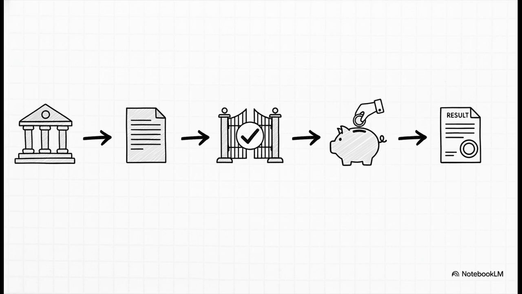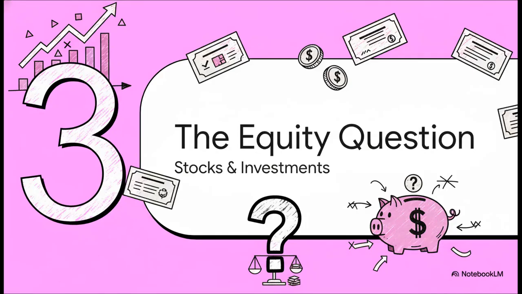The bank plans to hold it and collect those payments. So that puts it squarely in the hold to collect bucket. The result, it gets classified at amortized cost. Simple as that. So that covers debt, but what about equity?